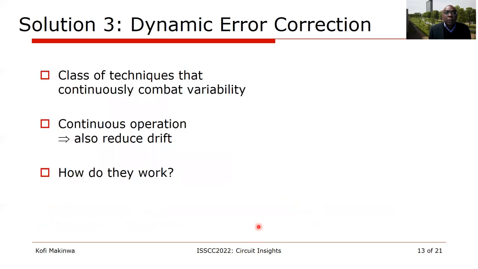Can we do better? Well, we can by using a certain class of techniques which are known as dynamic error correction techniques. And these are a class of techniques that continuously combat variability. And because they do this continuously, they also reduce drift, because even as the components are drifting, these dynamic error correction techniques will continue working to combat variability. So how do they work?